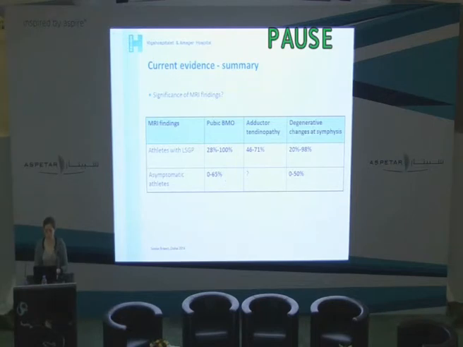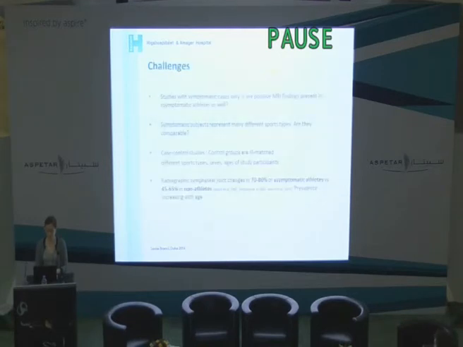Adductor tendinopathy has been reported in roughly half of athletes with long-standing groin pain examined in those studies, but those studies have not included controls to compare with. And degenerative changes at the symphysis have been reported in between 20 and 98% of athletes with long-standing groin pain, but up to 50% of asymptomatic athletes.